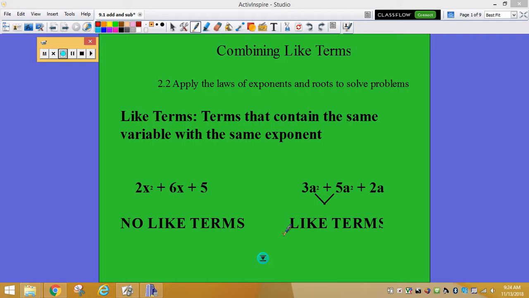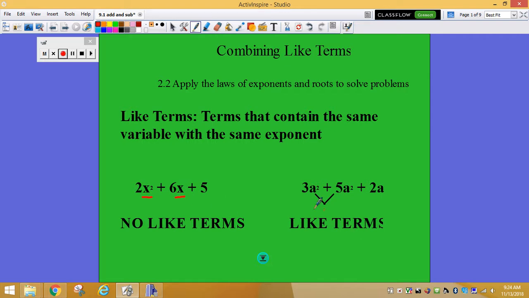So this lesson is on combining like terms and adding and subtracting polynomials. The first thing we need to know is what is a like term. Like terms are terms that contain the same variable and the same exponent. So this example has no like terms because even though there's two x's, the exponents are different. This one's an x squared and this one's an x. So there's no like terms.